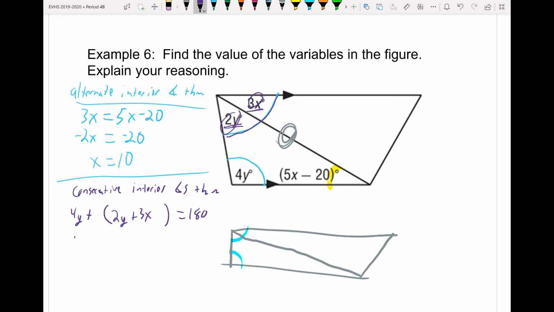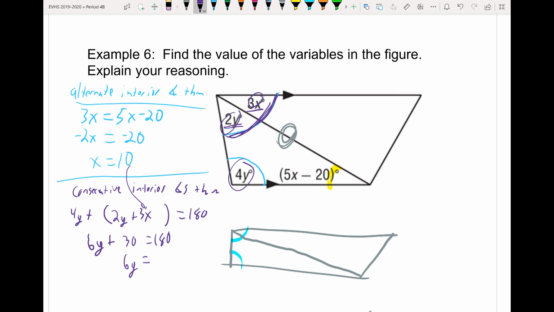Now let's plug it back in. Well, hold on, take it back. 2y plus 4y is 6y plus 3x, but x is 10, so that's 30 equals 180. The question was, why don't we use the distributive properties? Because there's nothing to distribute. Also, the only reason I put the parentheses there was just to show you it's the 4y plus the greater angle. That's the only reason the parentheses are there at all.